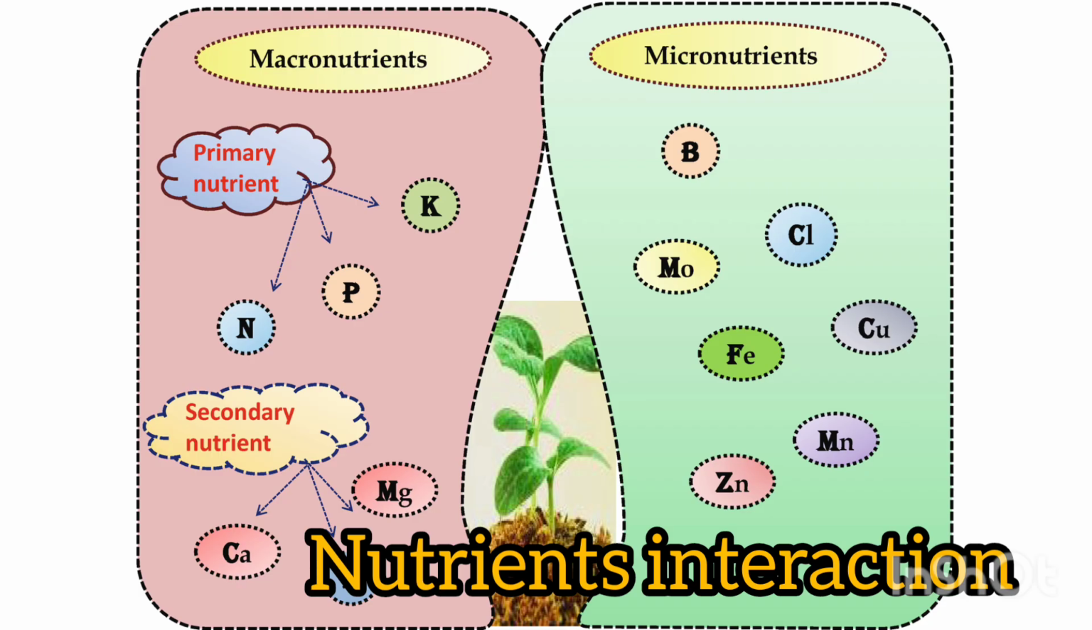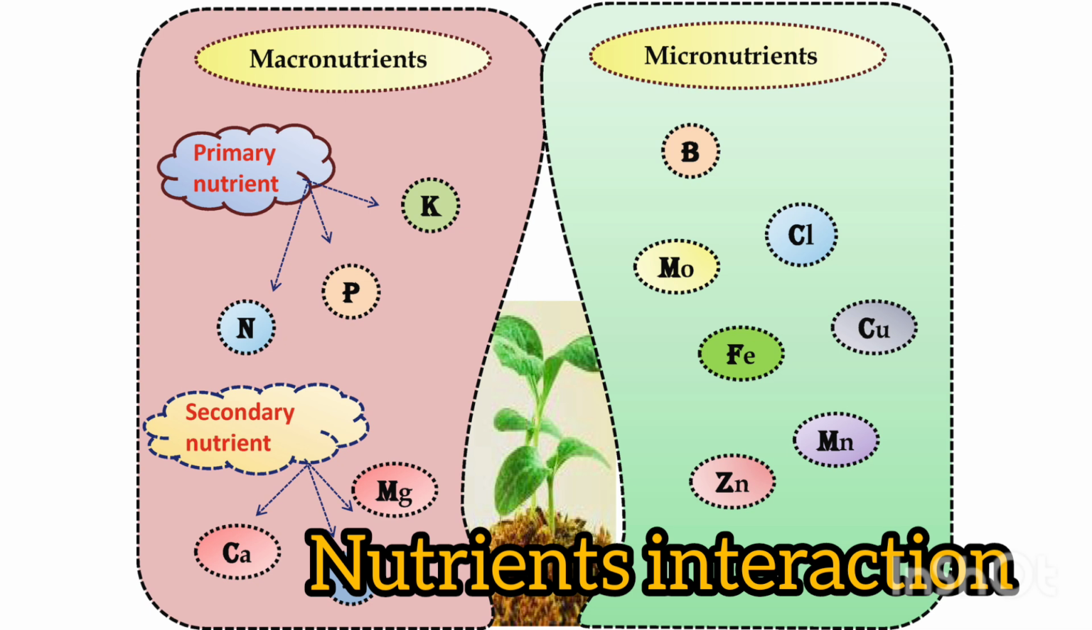The second major factor affecting soil imbalance is nutrient interaction. The essential plant nutrients must be balanced to ensure proper growth and production. A deficiency in one nutrient cannot be compensated by the surplus of the other.